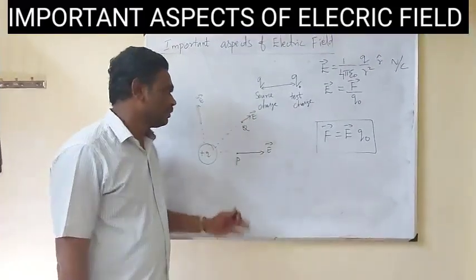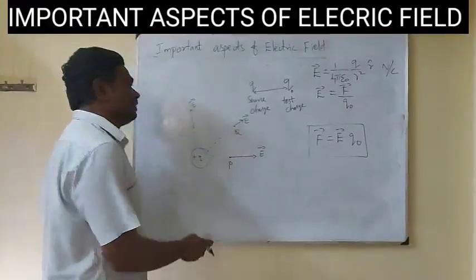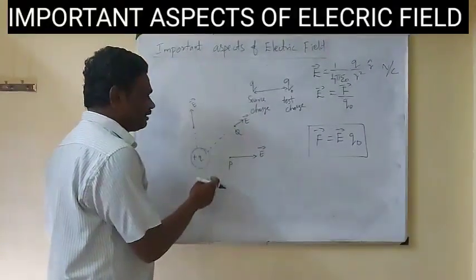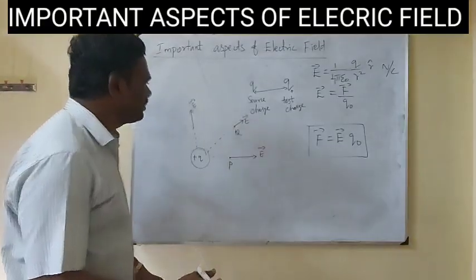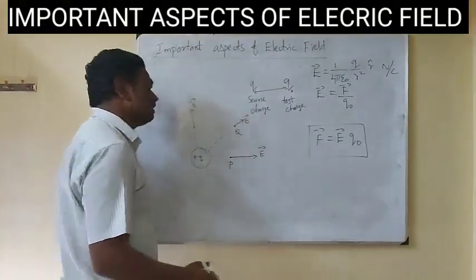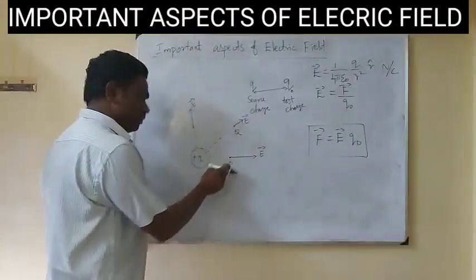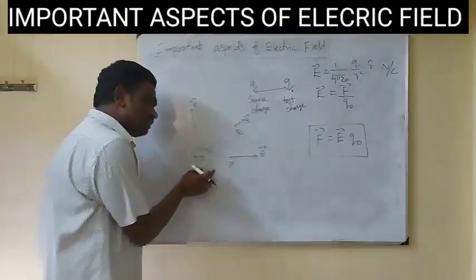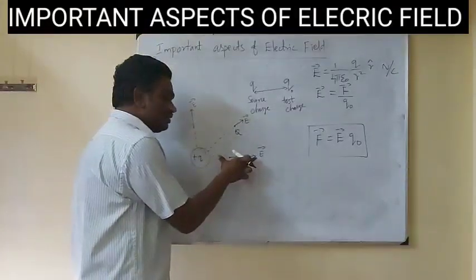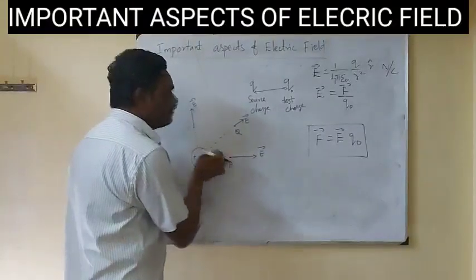Next, the fourth point: the electric field is a vector quantity. At every point in space, the electric field has a unique direction and magnitude. Unique means a different direction and different magnitude. Let's see it in the diagram. Here the point P is very close to the charge plus Q, so the magnitude of the field is large, so the length of the E vector is large.